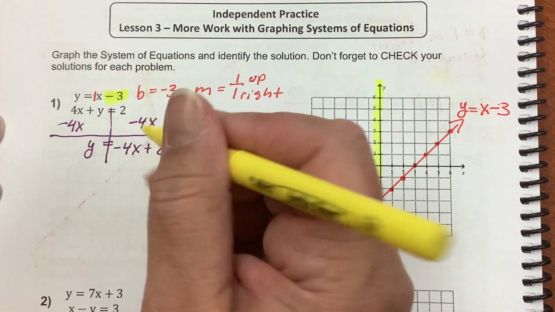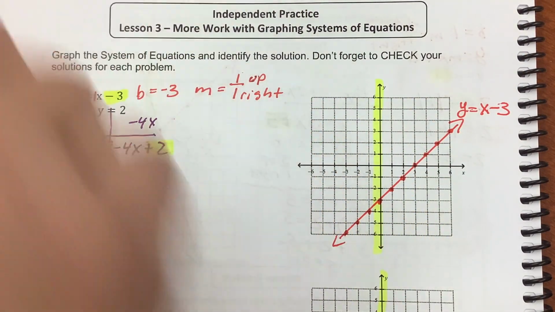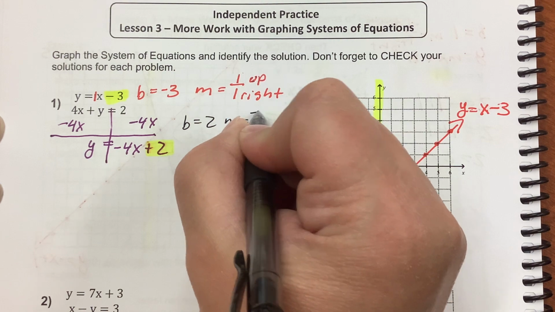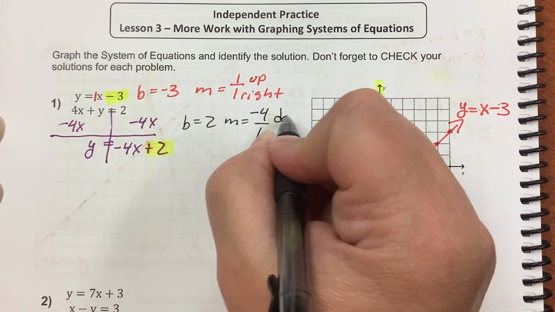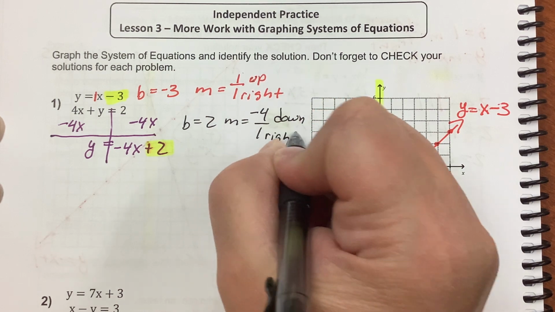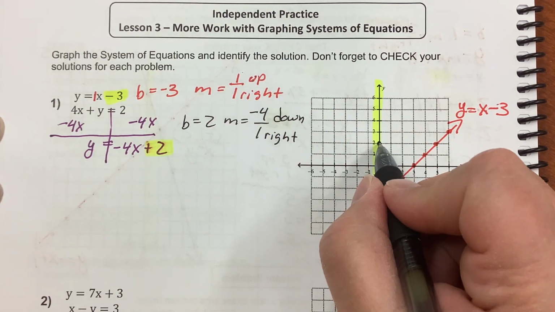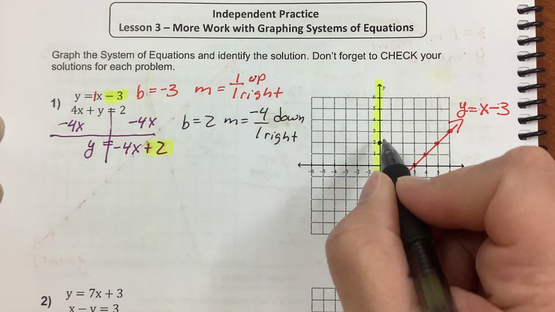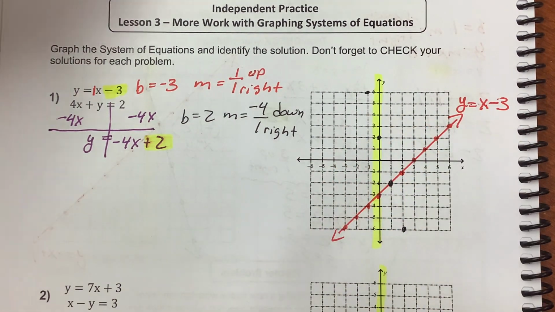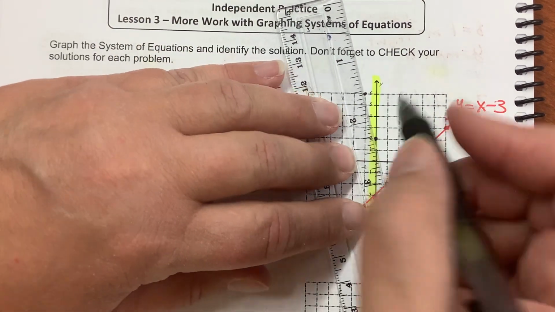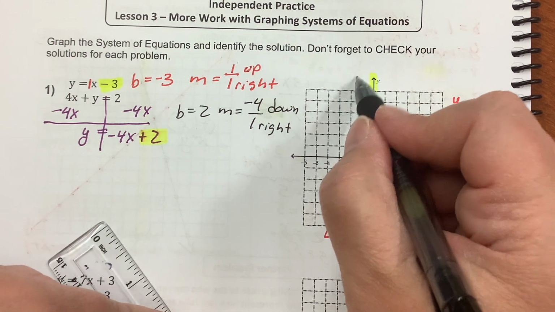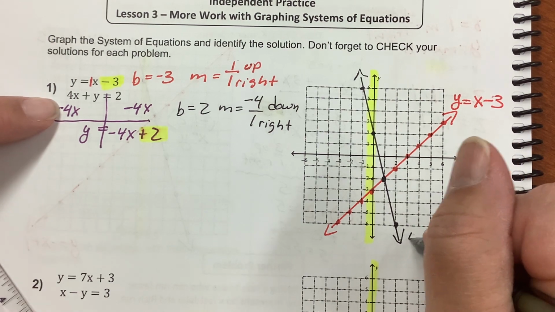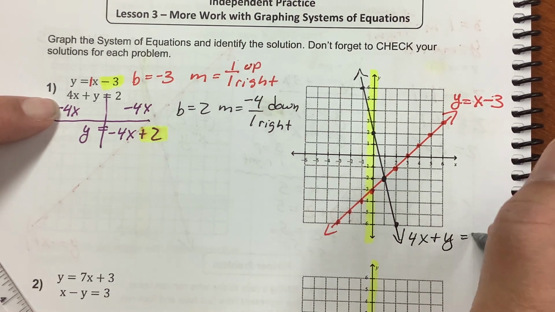And I'm going to highlight my b. That's where I'm going to begin, at the back with the b. b equals 2, and m equals -4 over 1. So I'm going to go down 4, 1 to the right. So begin at the b, positive 2. Down 1, 2, 3, 4, 1 to the right. Oh, look at that. We're already on there. And remember, you want to have the line go all the way across. Here we go. There's our line. And write the equation on the line. So this equation, the original equation, 4x plus y equals 2.